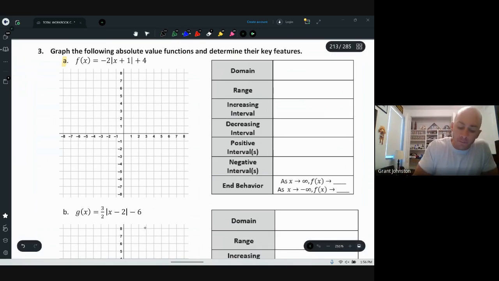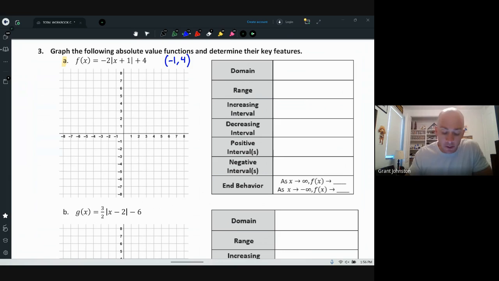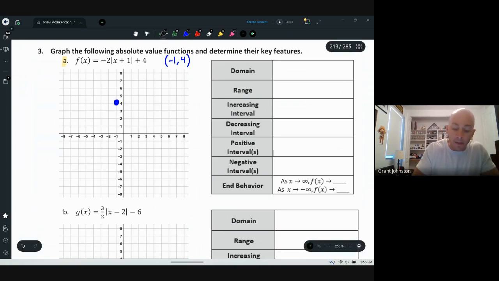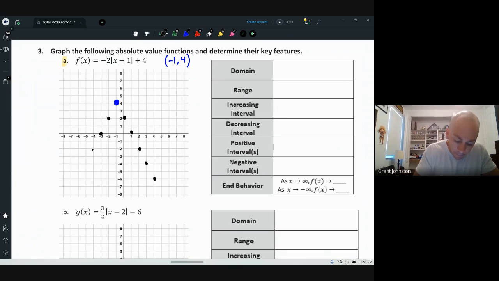So this one, its vertex would be at -1, 4, the opposite of the positive one in there. So -1, 4, so it's going to be here. And then its slope would be -2, so I'm going to be going down 2 over 1. It should be opening down, this V-shaped graph. So that's how this one's going to look.